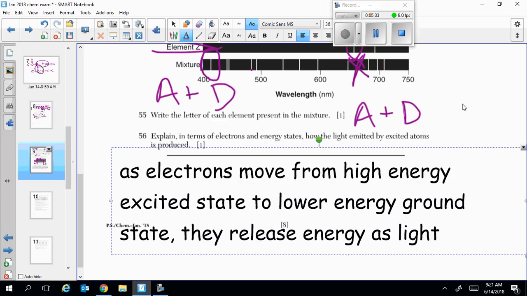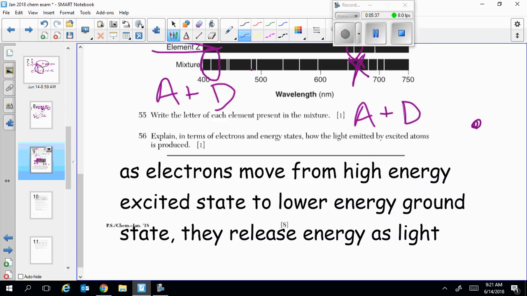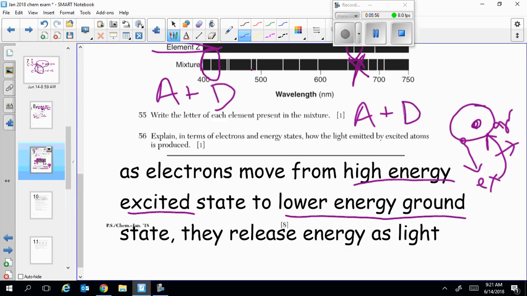So when the electrons are excited, so let me just draw an atom here. Here's the nucleus, here's an orbital, here's an electron. When it absorbs energy, it can move out here to a high energy state where it's excited, but when it goes back to ground, that's when it releases the energy. So as electrons move from high energy excited to lower energy ground, they release energy, and their light is unique for each different atom.